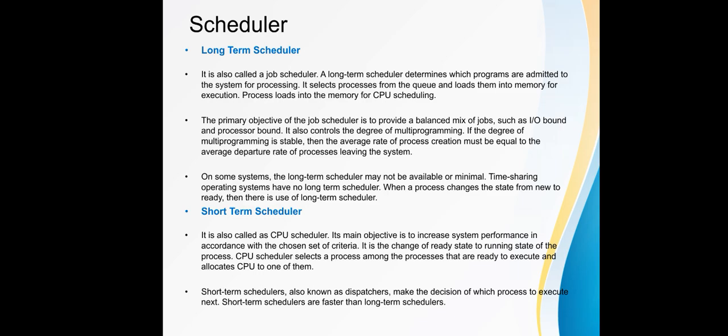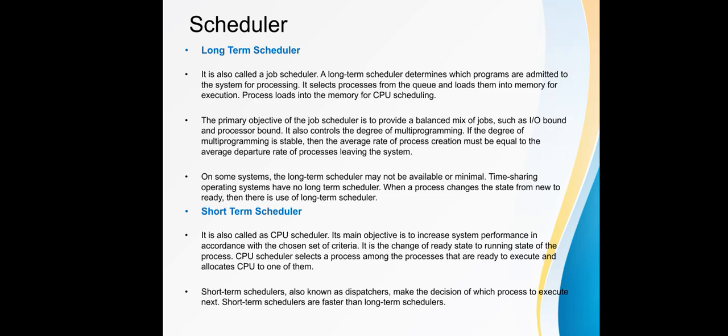It means they collect a job from the job queue, enter that job into the new state, then ready, ready to running, running to waiting, waiting to ready, ready to running, and then terminated. Okay, so such types of schedulers are called long term schedulers. The primary objective of the job scheduler is to provide a balanced mix of jobs, such as input output bound and process bound jobs, etc. It also controls the degree of multiprogramming.